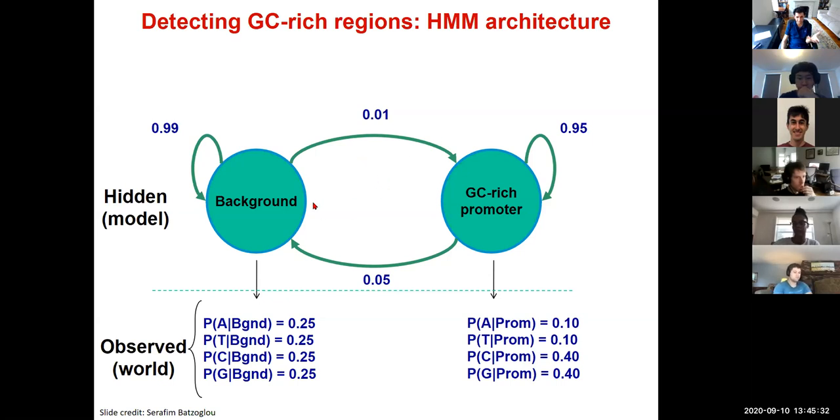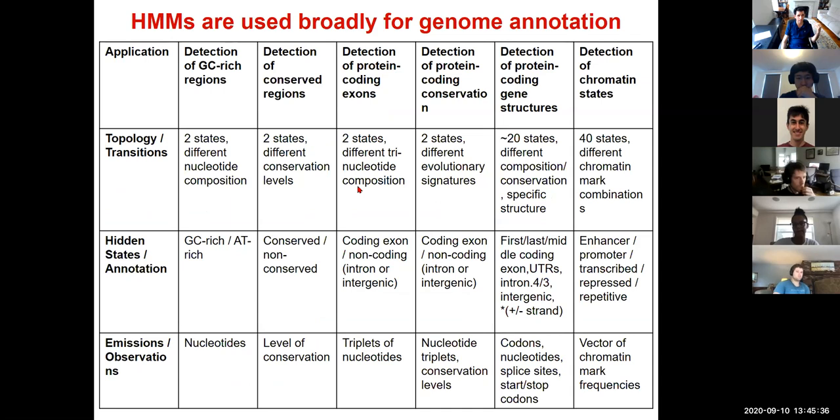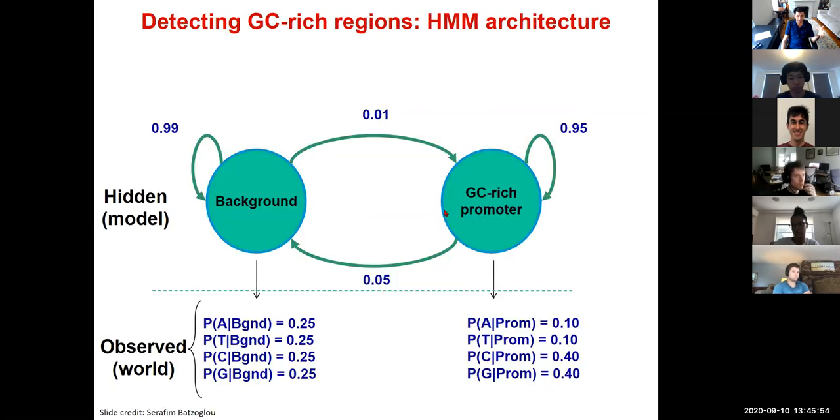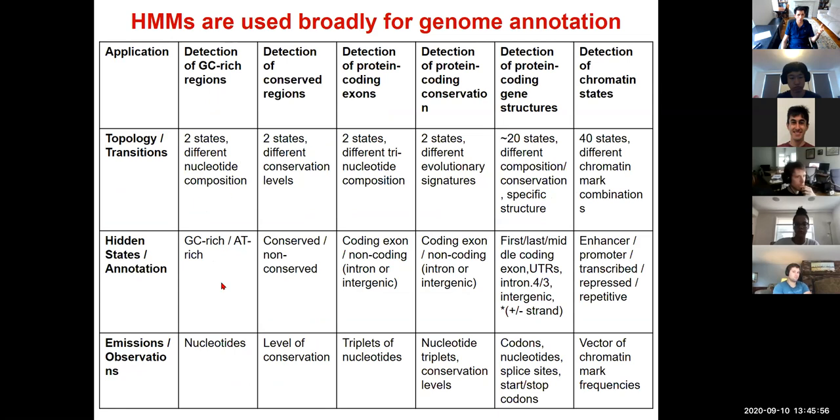Okay, so that's one example, promoter regions, but I want you to have a broader mind. You could detect GC-rich regions using two states with different nucleotide composition, where the hidden states are GC-rich or AT-rich, and the emissions or observations are nucleotides. So that first column is basically this. You should be totally on top of that.